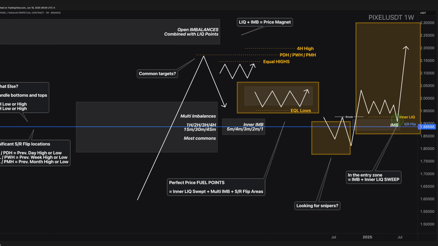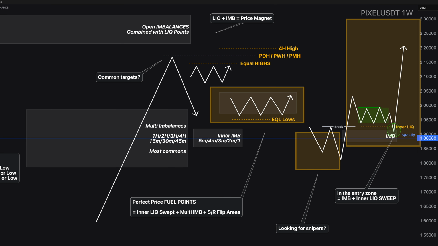Now, look what happens inside. A smaller inner PO3 happens. Smaller accumulation, smaller manipulation, and a smaller expansion. The sniper double PO3 setup. I will try to work on a live example in the upcoming next videos.